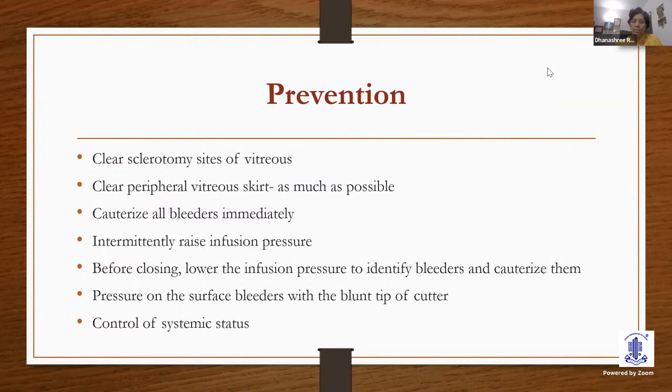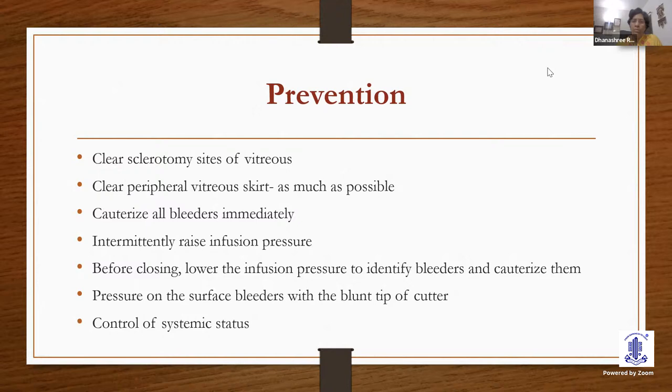Of course, prevention is the best method. So one must be extra careful during the surgery. Clear the sclerotomy sites of all the vitreous. If there is a large peripheral vitreous skirt, trim it as much as possible and make it less. Cauterize all the bleeders immediately and don't let the bleeding blood get accumulated over the retina. Intermittently raise the infusion pressure so that you can control the surface bleeders.